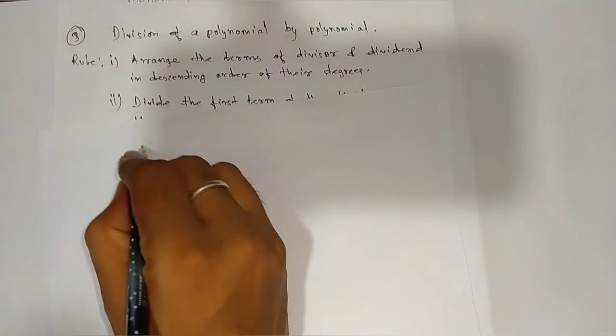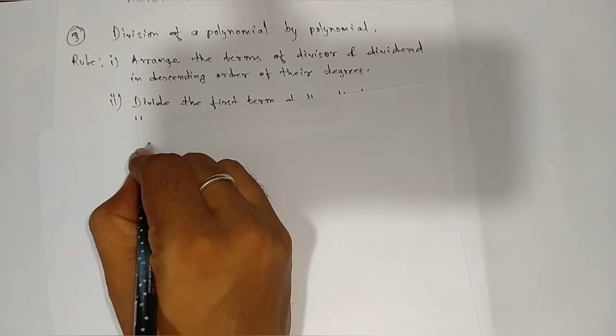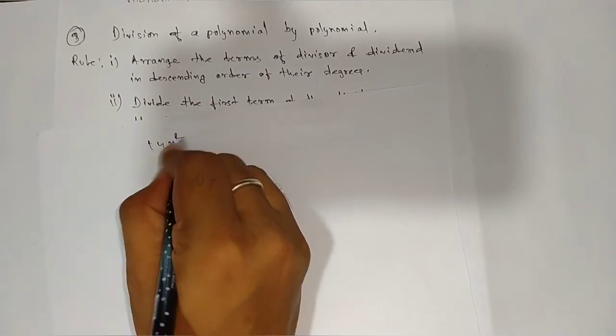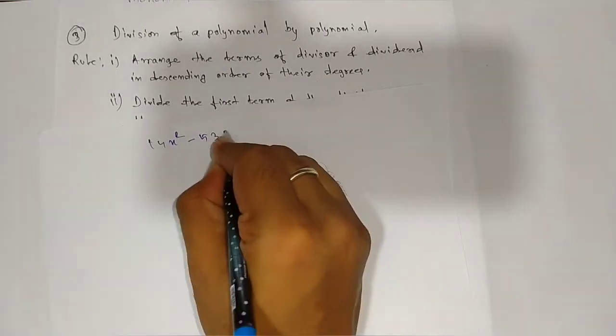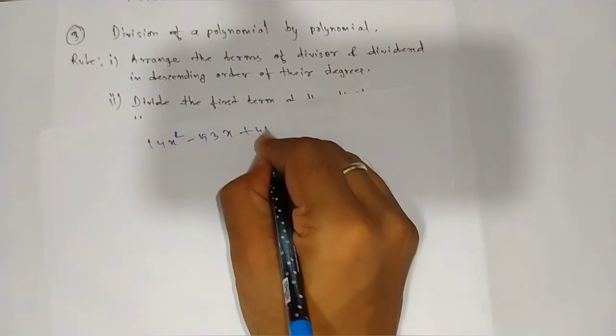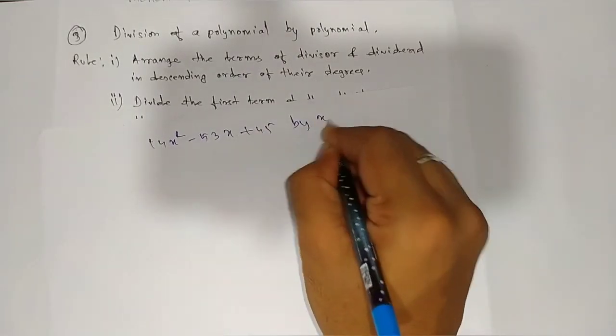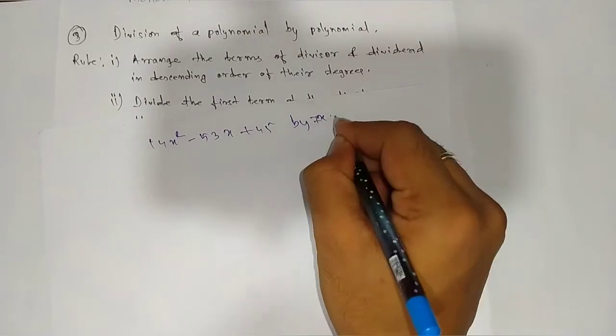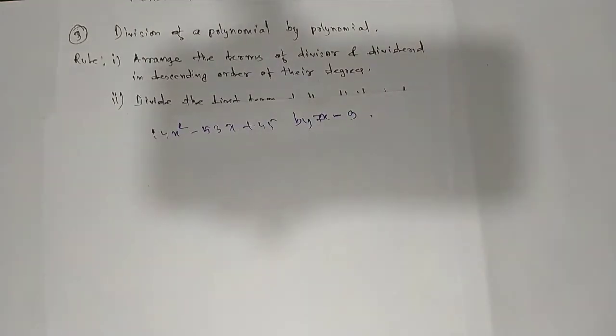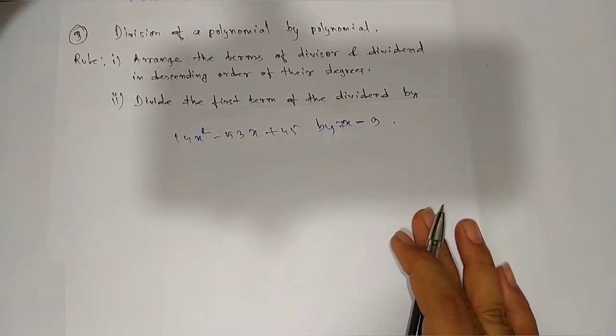Divide 14x square minus 53x plus 45 by 7x minus 9. This is your question. Okay, so how are you going to proceed? Okay, let me take out this one.